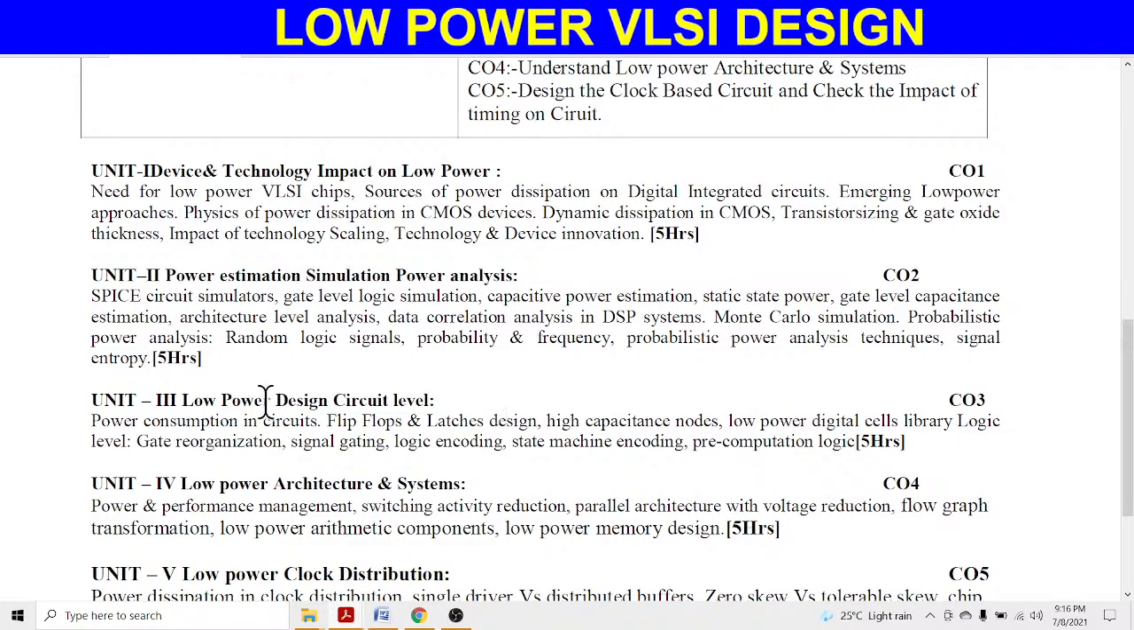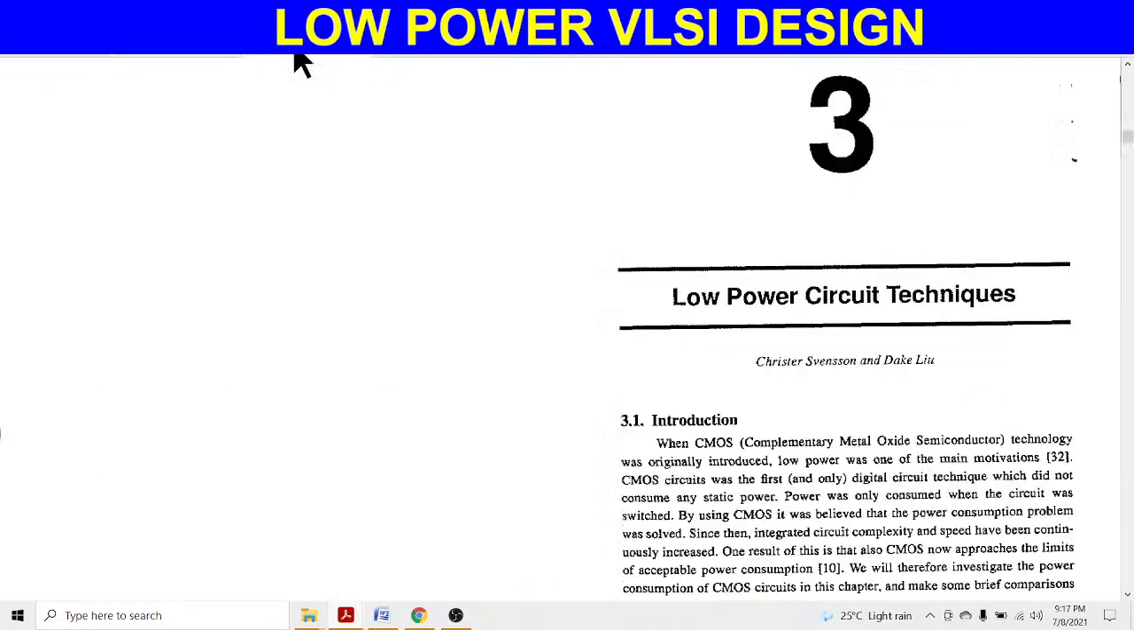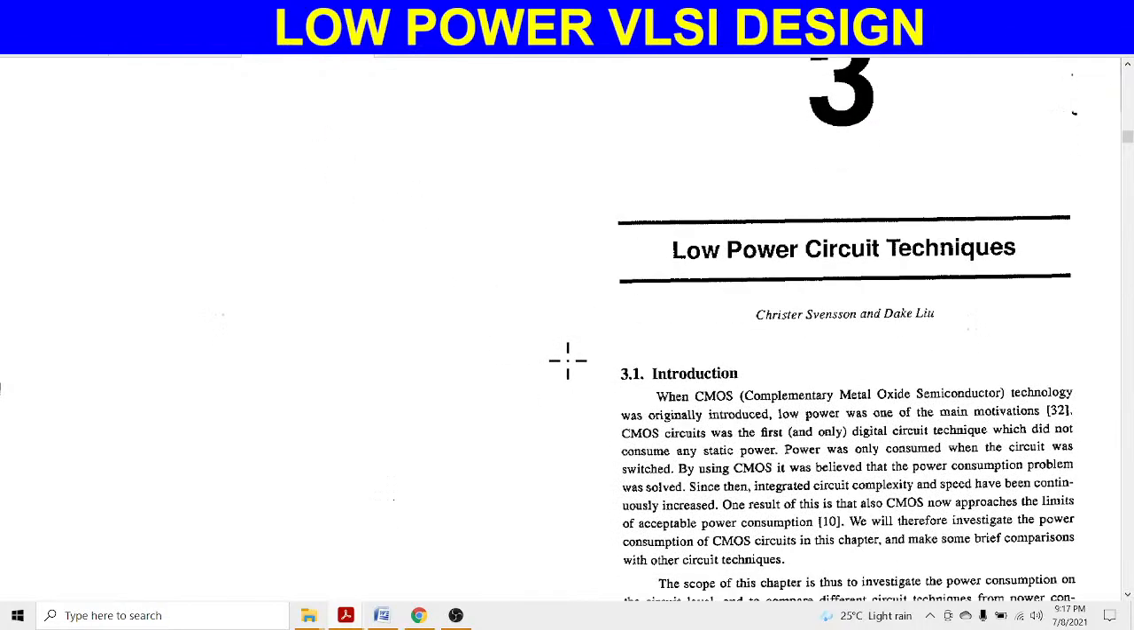Hello students, in the series of low power VLSI design, today we will discuss another topic, that is power consumption in circuits. We will discuss this topic from the book of low power VLSI design. The writer's name is Rabi. In this topic we will discuss the low power design at circuit level.